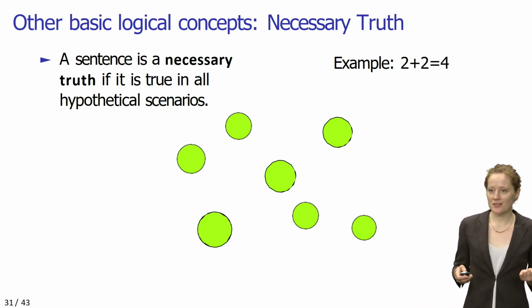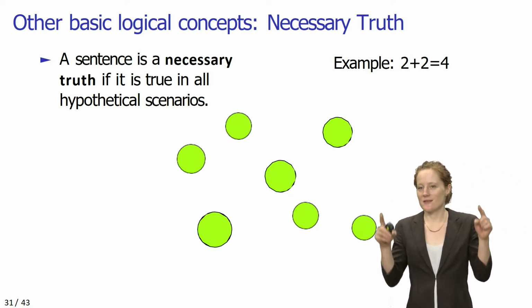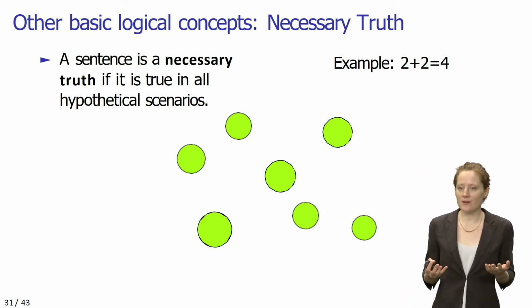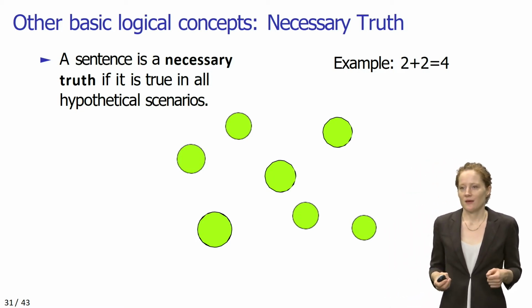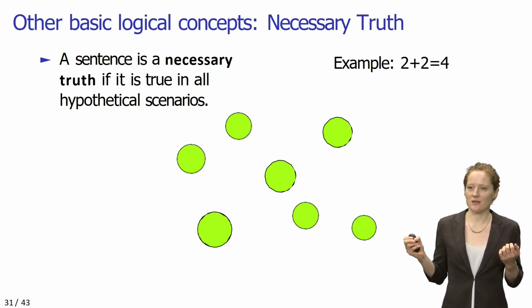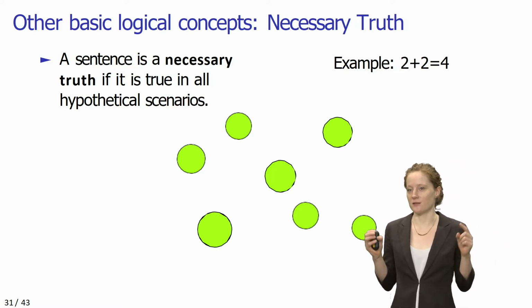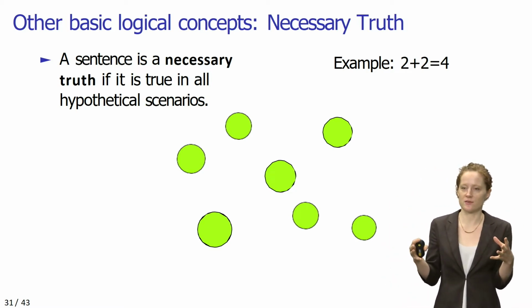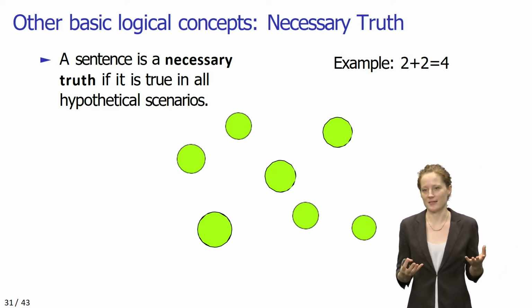Now here in this picture, I've represented a necessary truth using the following conventions. I used these circles to represent hypothetical scenarios. And I'm just simplifying and assuming that there are just 7 hypothetical scenarios. And then I colored all the scenarios in which the sentence 2 plus 2 equals 4 is true. I colored those scenarios in green. And so what this picture represents is that the sentence 2 plus 2 equals 4 is true in all hypothetical scenarios, and that means that it is necessarily true.